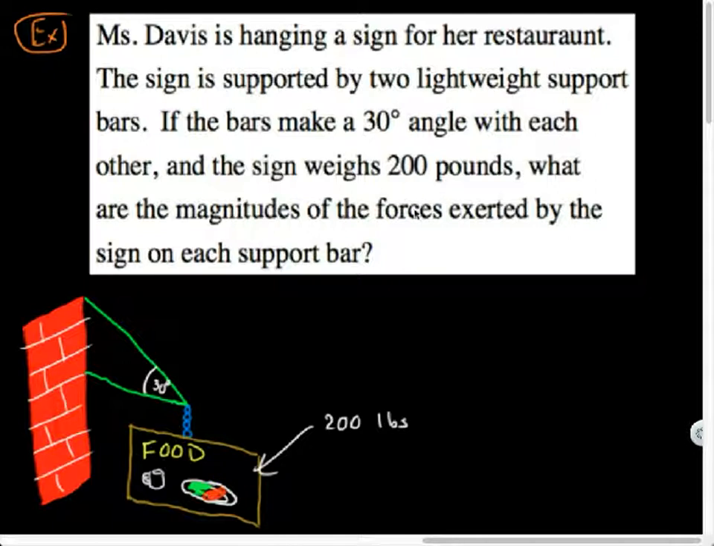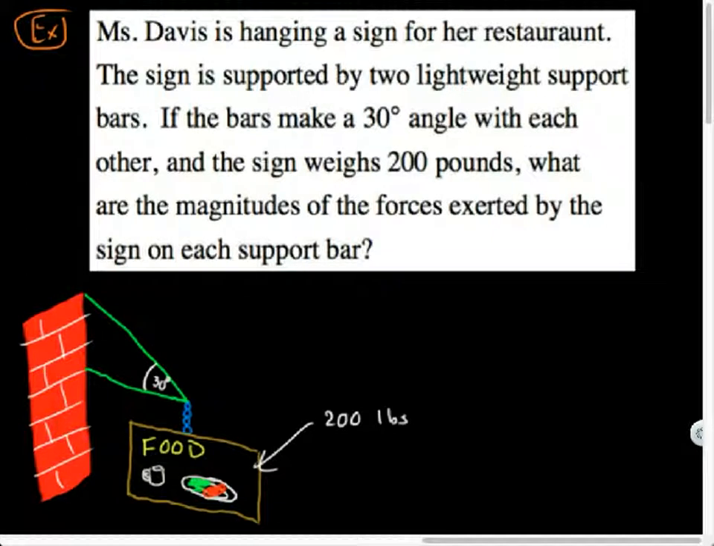What are the two bars? The two green ones. So imagine there's a horizontal bar and then an angled one. So they'd be attached to the building, keeping the sign from just falling or levitating in free air. So yeah.